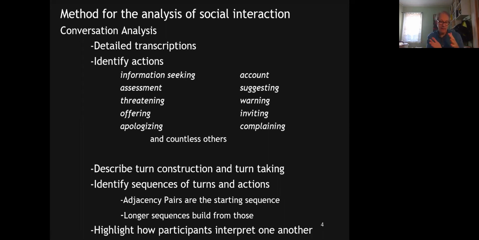So we identify actions and then turns and then sequences of turns in those actions. So we start with an adjacency pair, invitation and acceptance. That's a basic adjacency pair. And then there are longer sequences that get built around those adjacency pairs. We talked about that previously with the pre-sequence, pre-invitations. And then inserts, like repair sequences that happen between main adjacency pairs, and then things that happen after adjacency pairs.